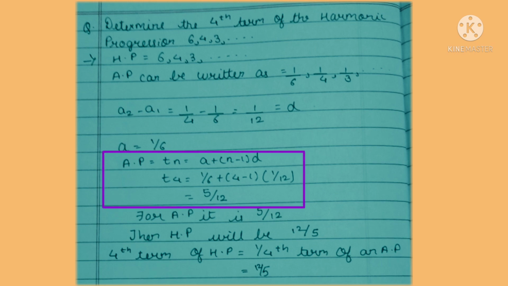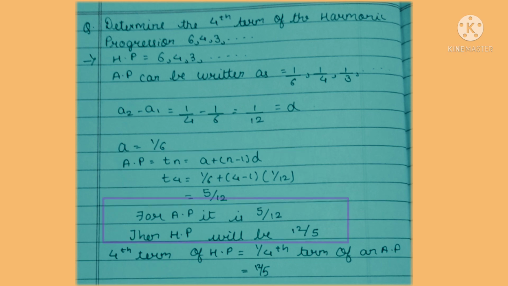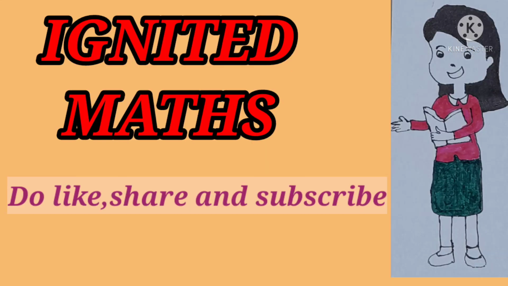This is for AP. The T4 value we have found is for the AP, but according to the given question we need to find the HP, so take the reciprocal of it. So 5 by 12, the reciprocal will be 12 by 5. So the fourth term of the HP is equal to 1 by the fourth term of the AP, that is 12 by 5.